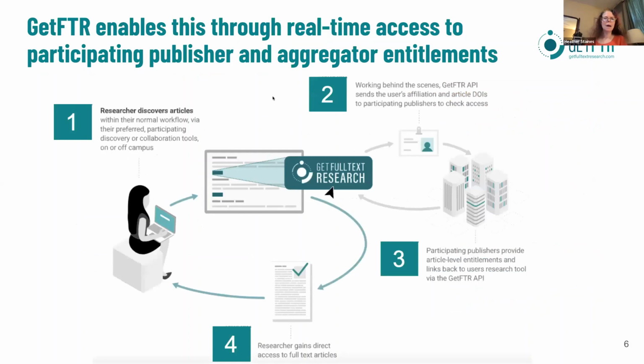So how does it work? On the left-hand side, we've got our researcher. She starts her discovery journey on her favorite discovery platform, scholarly collaboration network, or the like, whether she's on or off campus. Behind the scenes, an entitlement API from GetFTR goes out to participating publishers. It passes along the user's affiliation so that those article DOIs in the search results can be checked against both open content as well as subscribed access. Those links that you see pulled out there in the middle are returned in a batching form throughout her requests, and then she clicks on the one that she thinks best meets her needs, and she goes through to the full text for the article.